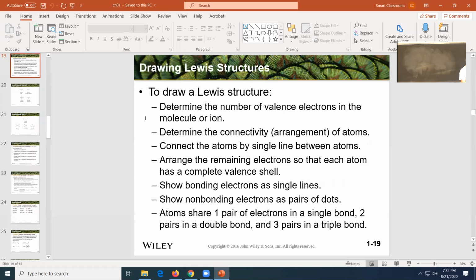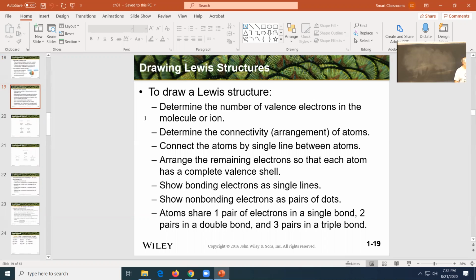So backing up one here, these are the steps in drawing a Lewis structure. You determine the number of valence electrons, determine the arrangement of atoms. First you connect the atoms with single bonds, a single line, and then arrange the remaining electrons so that each atom has a complete valence shell, and then show bonding electrons as single lines, show non-bonding electrons as pairs of dots. Atoms will share one pair of electrons in a single bond, two pairs in a double bond, and three pairs in a triple bond.